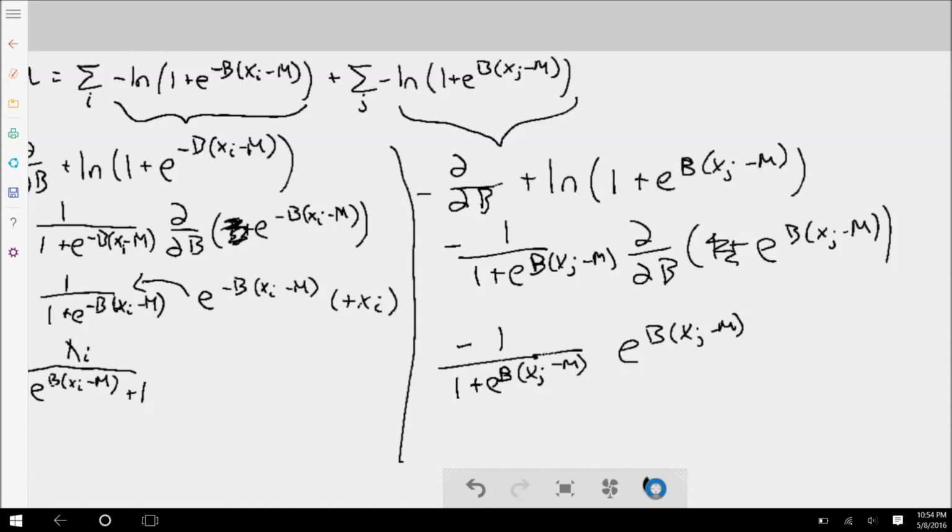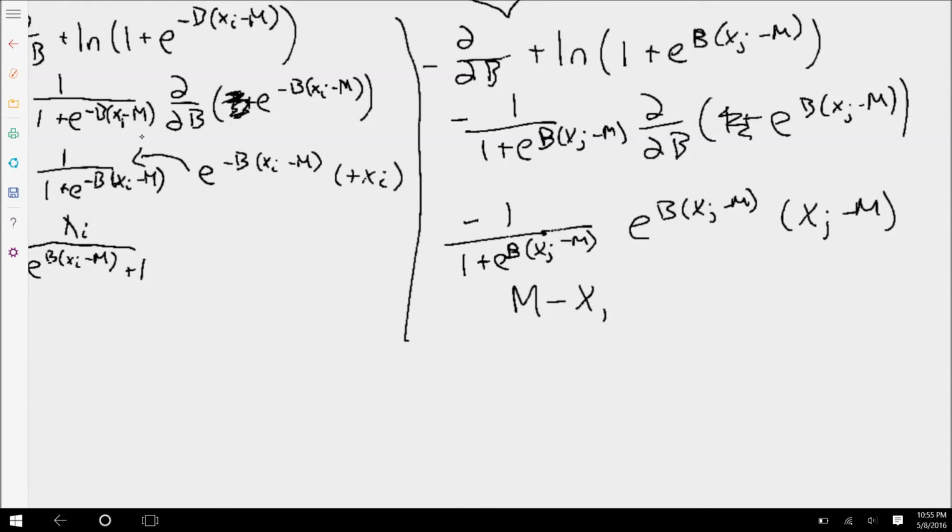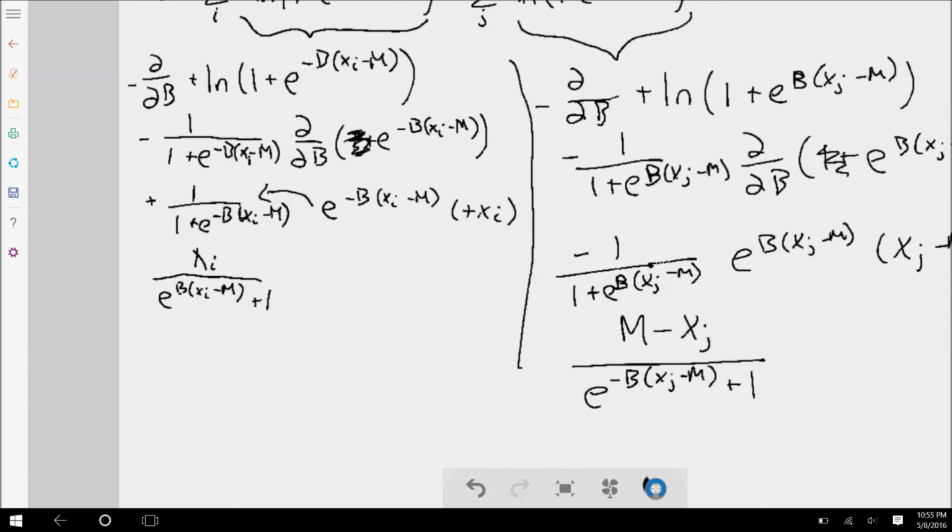Times the derivative of this top thing with respect to b, which is just, oops, I made a mistake over there. But actually, so we're taking it with respect to b, so this goes out, and it's actually times xj minus m. And we got to do the same thing back over there, too. So when you do this, and now we're dividing the top and bottom by this, so it's actually m minus xj over e to the negative b xj minus m plus 1.